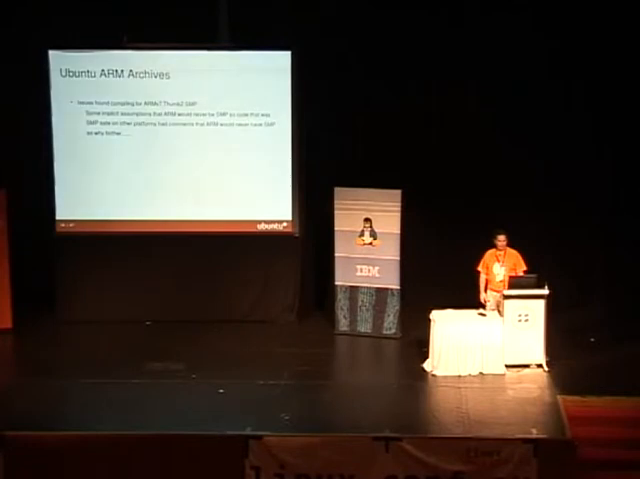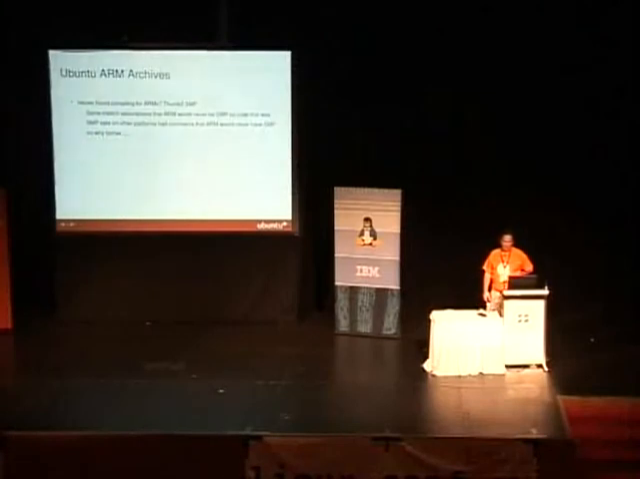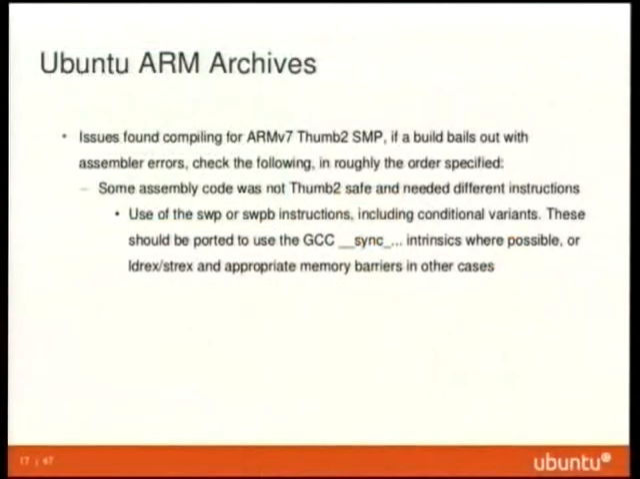Now, some fun things. Issues we found compiling ARM v7 for SMP and Thumb. As I said earlier, there were some implicit assumptions that there never would be SMP code. We had to go find all of them and fix it. There were other things that you have to do in assembly using the SWP instructions, conditional variants. GCC had to be ported. Use intrinsics where possible, use other memory barriers in other cases.